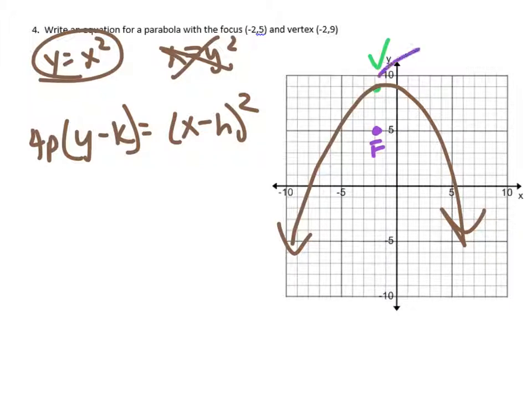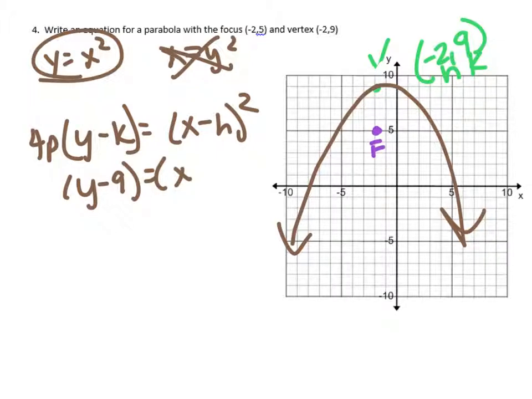So my h and my k: my vertex is -2, 9. That is my h and my k. So my equation is y minus 9 equals x minus -2 squared. And then my p is my distance from here to here. Since we're going from 5 to 9, that's a length of 4. Since we're opening down, that's going to be a -4.